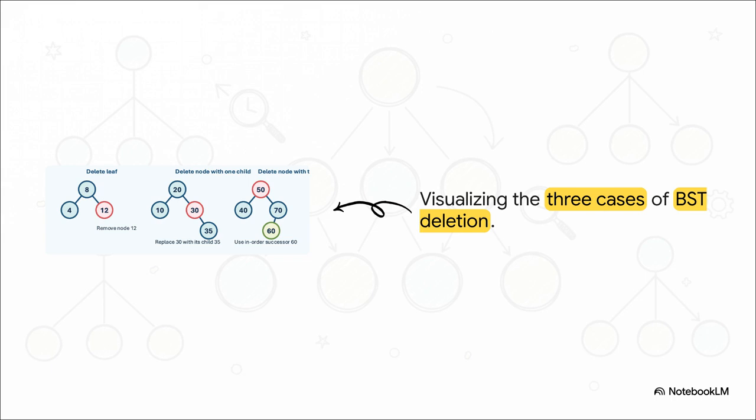Now, the tough one. Say we delete a 50, which has 2 full branches below it. We look at its right subtree, find the absolute smallest value there, say it's 60, and we slide that 60 up to take 50's place. Doing that perfectly preserves the BST rule without breaking any branches.